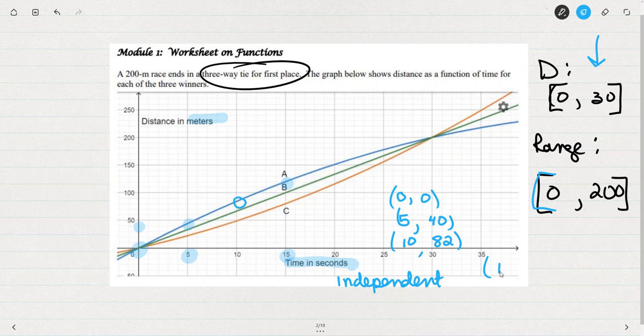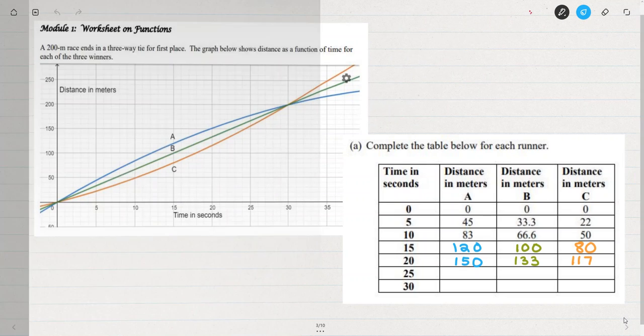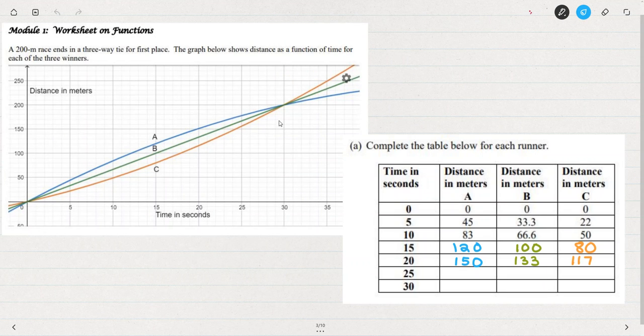And so on. At 15 seconds, I could write the ordered pair, I'm going to call it 15 comma 120. And so on. I could find the ordered pair for each of these places. And then our 30 is a nice easy 200. At 30 seconds, runner A, the blue runner, had gone 200 meters. So that's how you could interpret this graph. And you could do the same for the green B runner and the orange C runner.